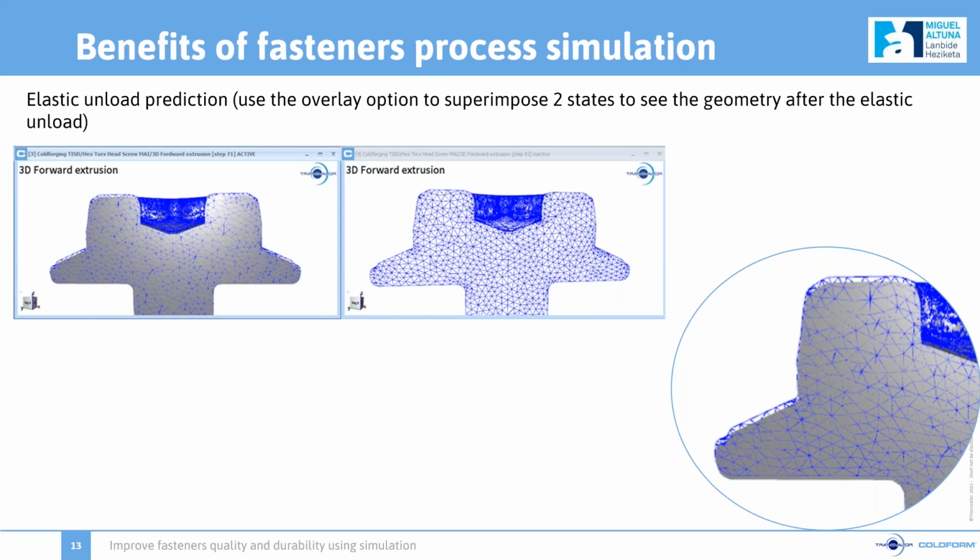The graphical view is divided into 2 windows. On the left window, we display the increment corresponding to the elastic unload, and on the right, the last forming increment. As we see here, the effect of the elastic unload on the geometry of the part can be highlighted by using the overlay options between the 2 windows. In gray, the geometry due to the elastic unload, and in blue, we can see then the results obtained at the last forming increment. And here we can notice then the elastic unload.